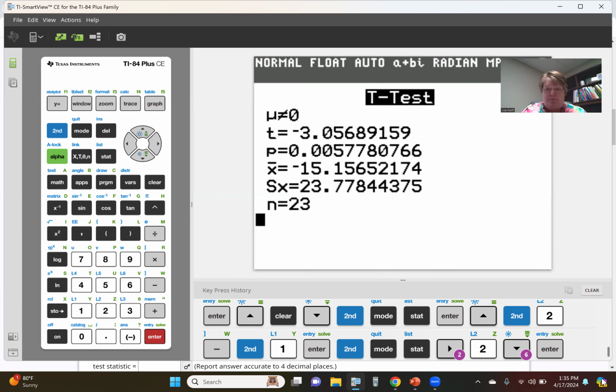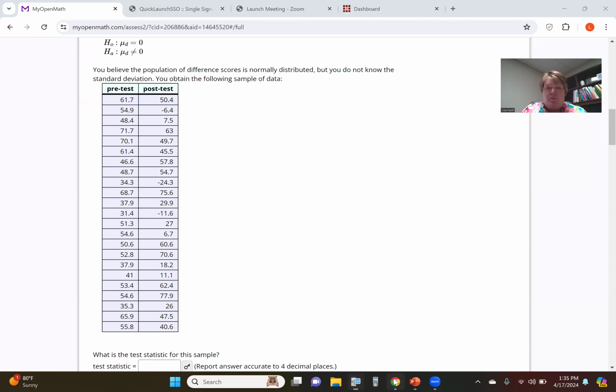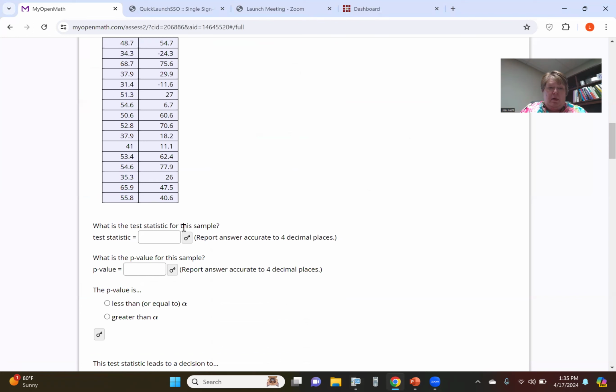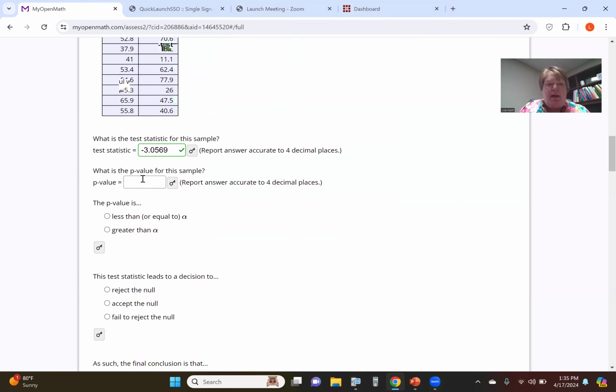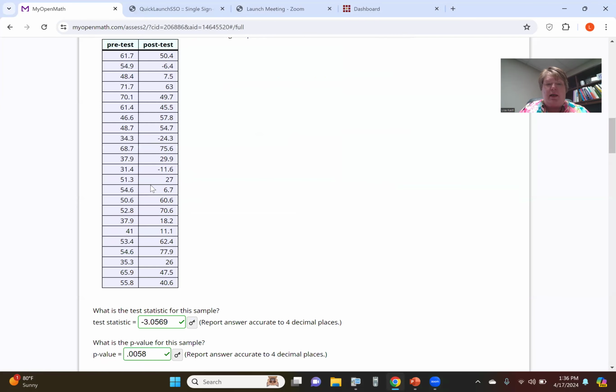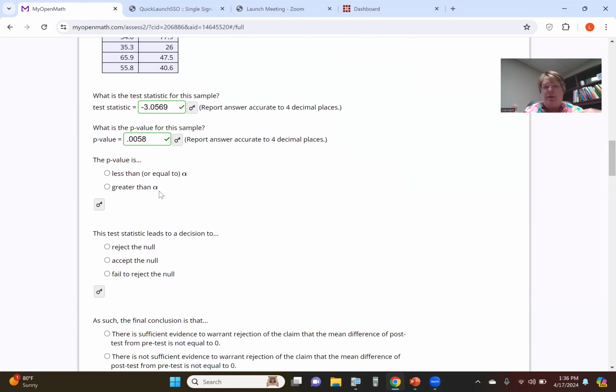So let's go back. My test statistic, my t-value, was what? Negative 3.0569. And my p-value, what did I get? 0.0058. So I'm going to hit enter just to do a quick check. I got that right. And now what do I do?